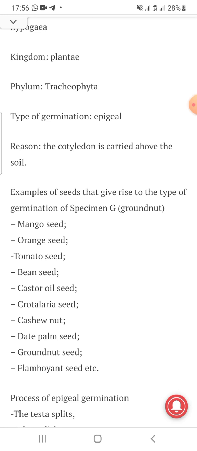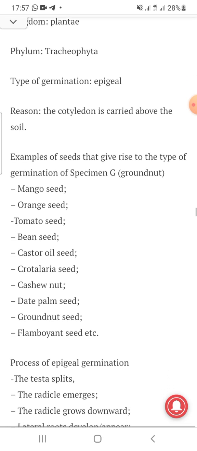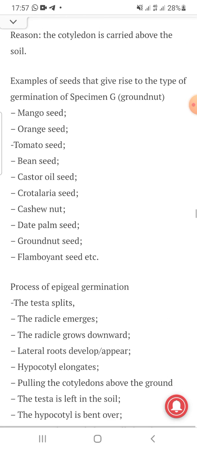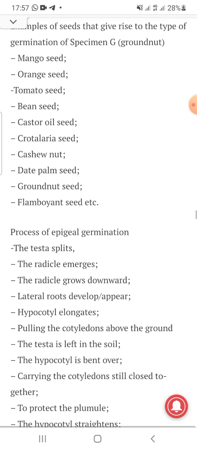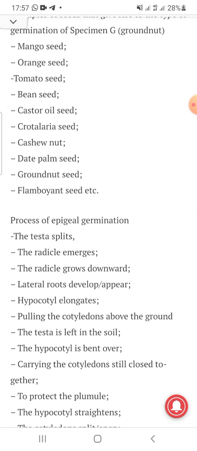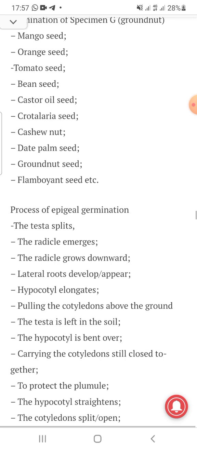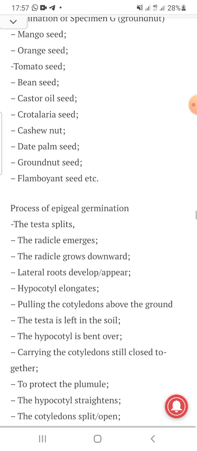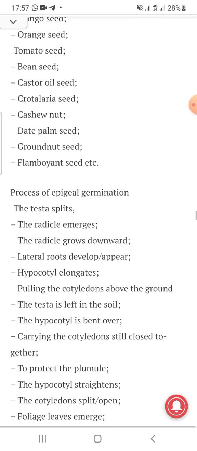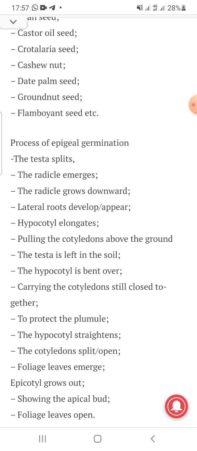Examples of seeds that give rise to the type of germination of specimen G. They are mango seed, orange seed, tomato seed, bean seed, castor oil seed, crotalaria seed, cashew nut, date palm seed, groundnut seed, flamboyant seed, etc.